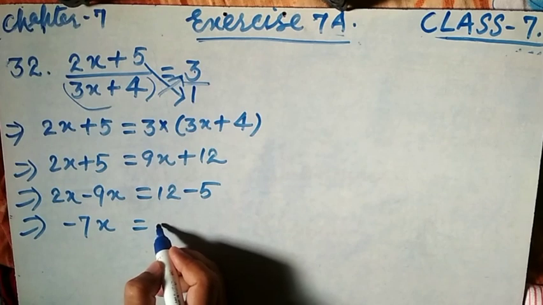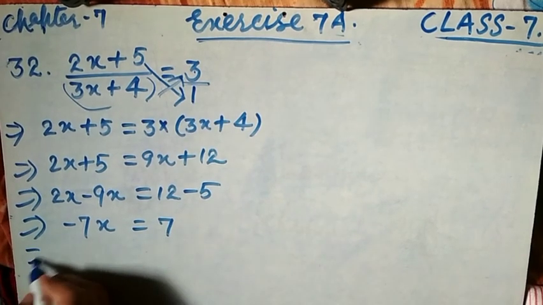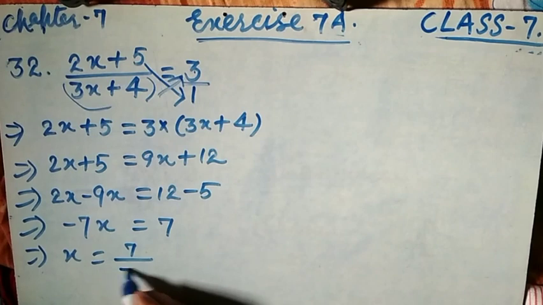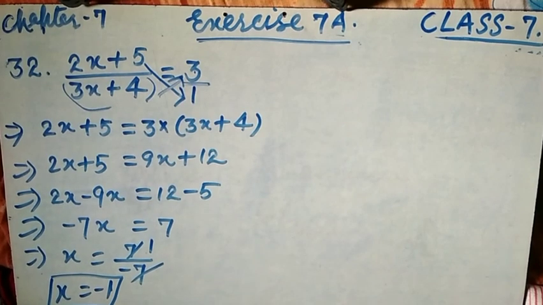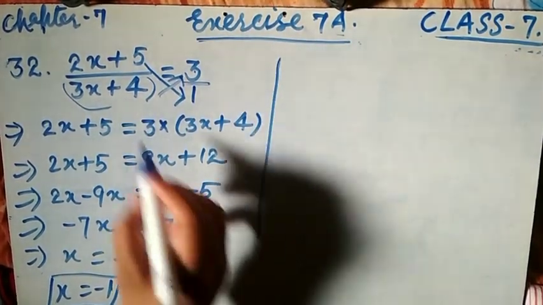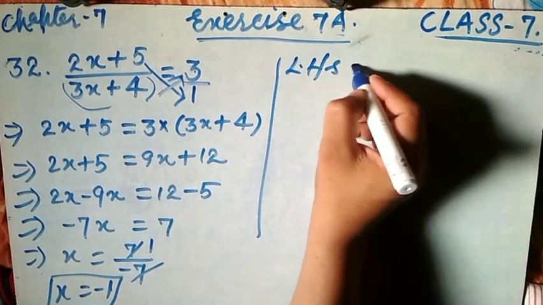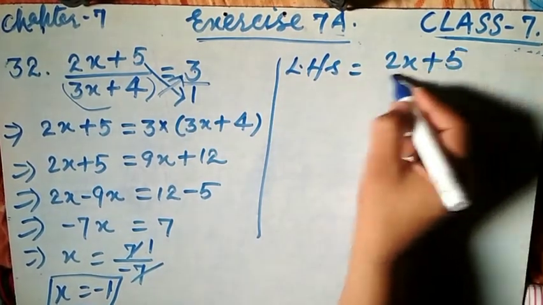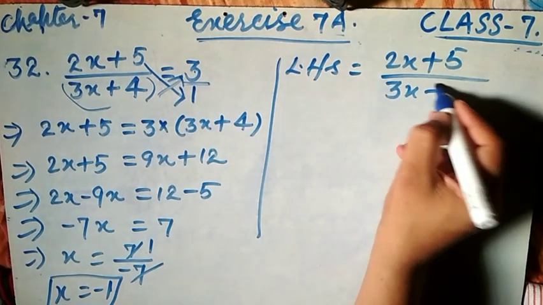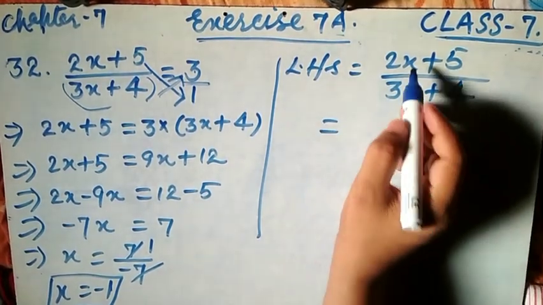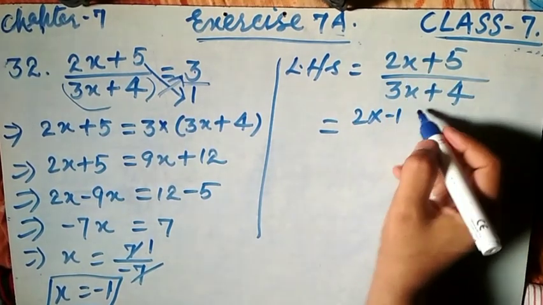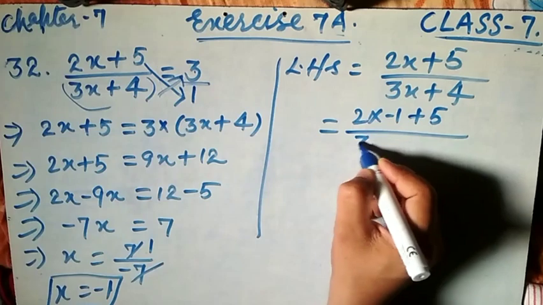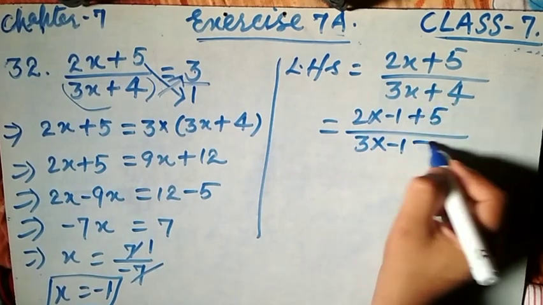This side is plus 7. So x is equal to plus 7 divided by minus 7. 7 ones are 7. So x is equal to minus 1. Now the value of x is minus 1. Let me check the left hand side: 2x plus 5 divided by 3x plus 4. Put the value of x as minus 1: 2 multiplied by minus 1 plus 5, and 3 multiplied by minus 1 plus 4.